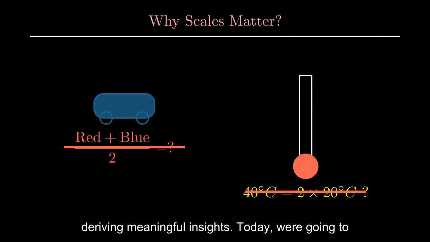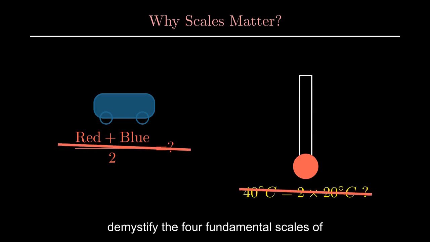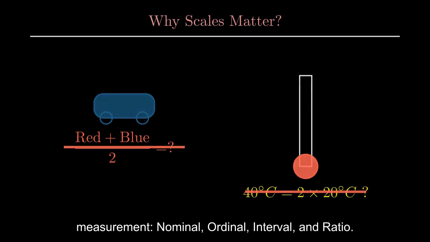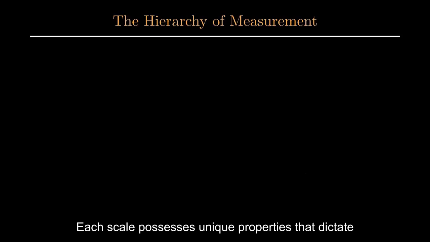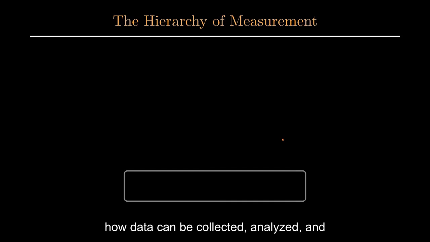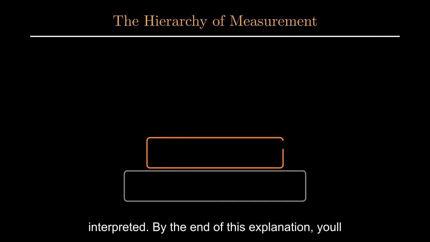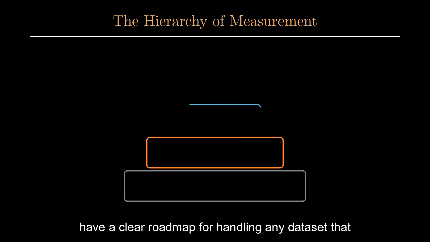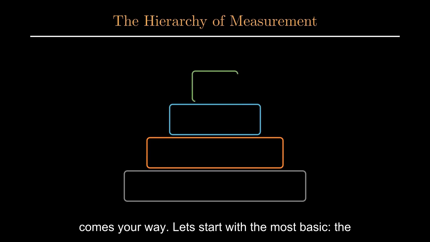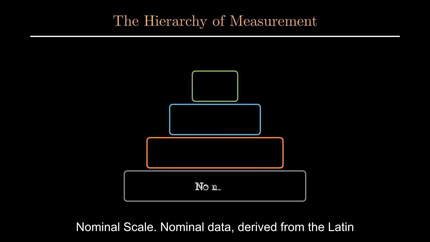insights. Today, we're going to demystify the 4 fundamental scales of measurement: nominal, ordinal, interval, and ratio. Each scale possesses unique properties that dictate how data can be collected, analyzed, and interpreted. By the end of this explanation, you'll have a clear roadmap for handling any dataset that comes your way. Let's start with the most basic, the nominal scale.